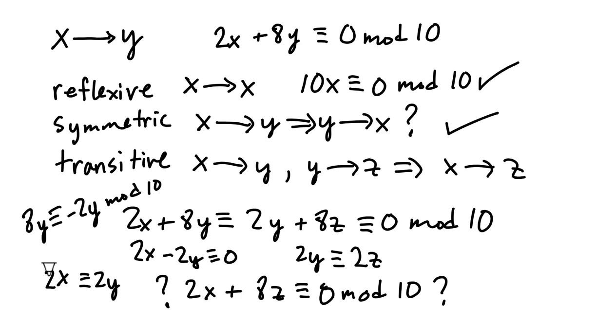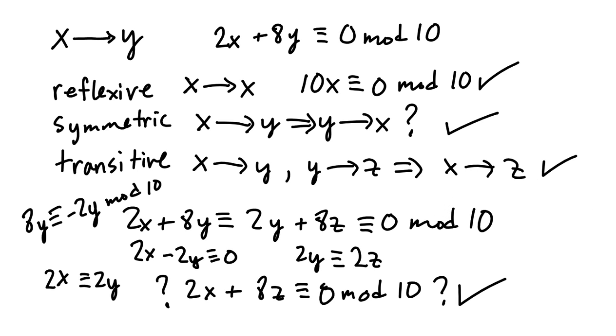Wait a minute. 2x is congruent to 2y, and 2y is congruent to 2z, and this is already an equivalence relation, so it's already transitive. So we're going to borrow that to say 2x is congruent to 2z, and 2x congruent to 2z is equivalent to this statement. So we're good. We've shown transitivity. Okay, so we've done that.